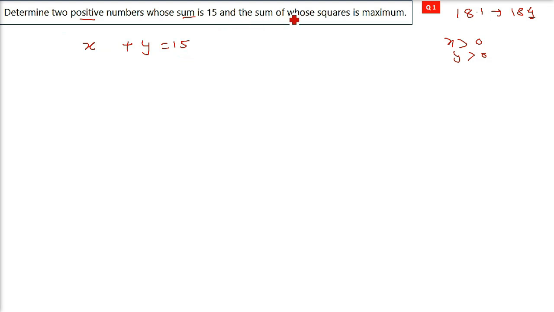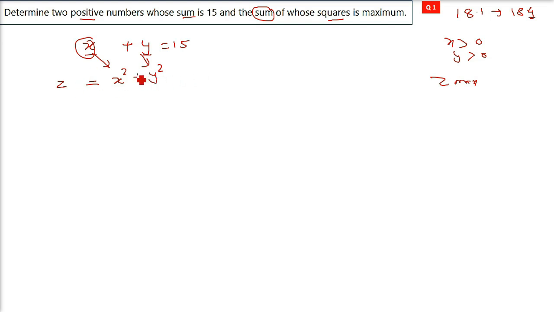So now you can take one as x and the other as 15 minus x, because y from this expression is simply 15 minus x. Then we have the sum of squares, so x square plus y square. X we have taken as one number, y is another number. We squared them and we said that whose squares is maximum. We'll see whether it comes maximum or minimum in a short while. But the sum has to be maximum, and this equates to z. Z is the maximum or minimum, that we'll see just now.